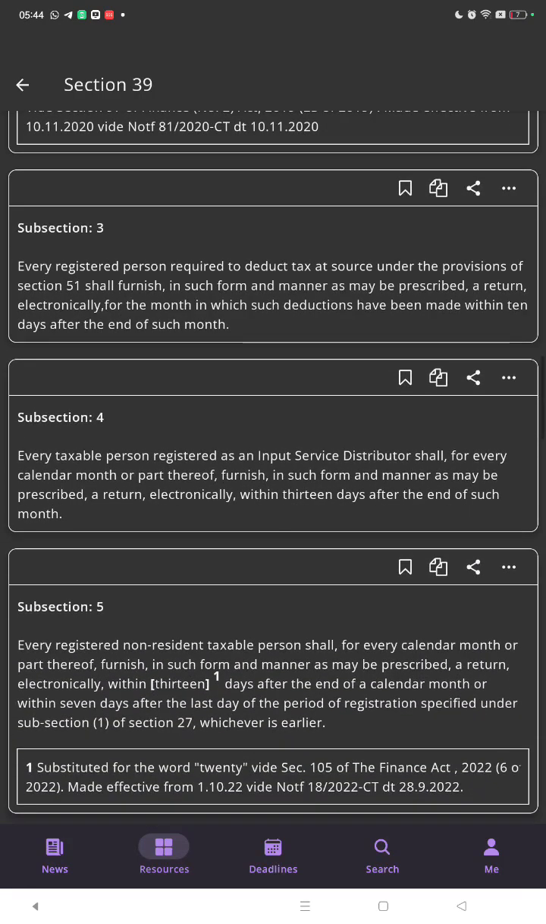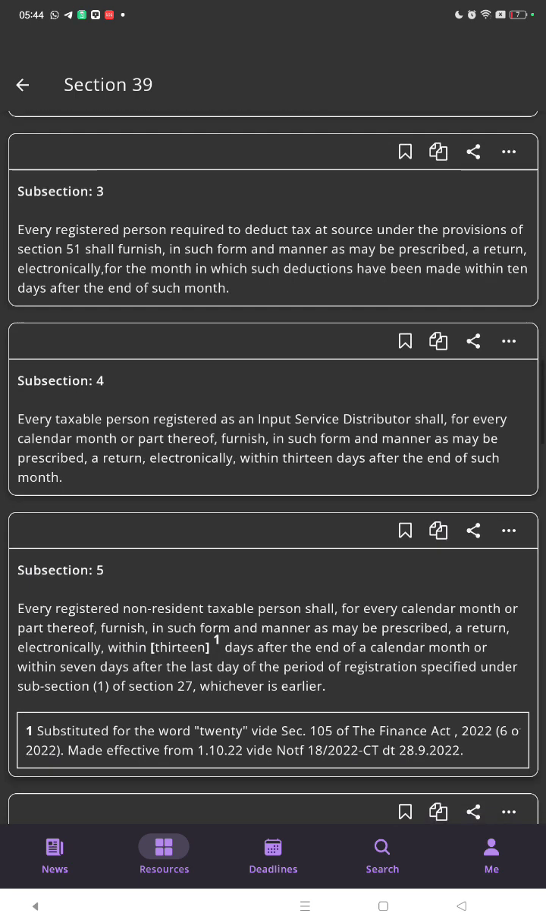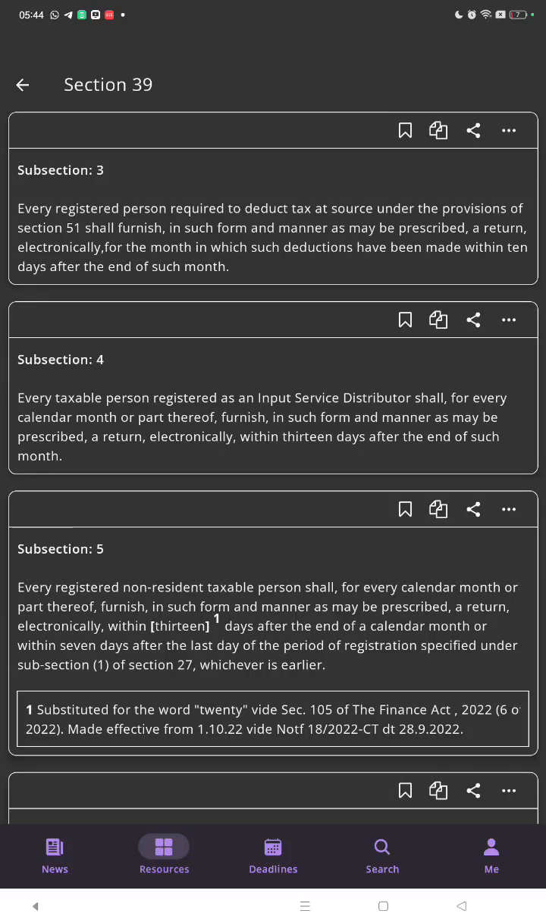Sub-section 3: every registered person required to deduct tax at source under the provisions of section 51 shall furnish in such form and manner as may be prescribed a return electronically for the month in which such deductions have been made within 10 days after the end of such month.